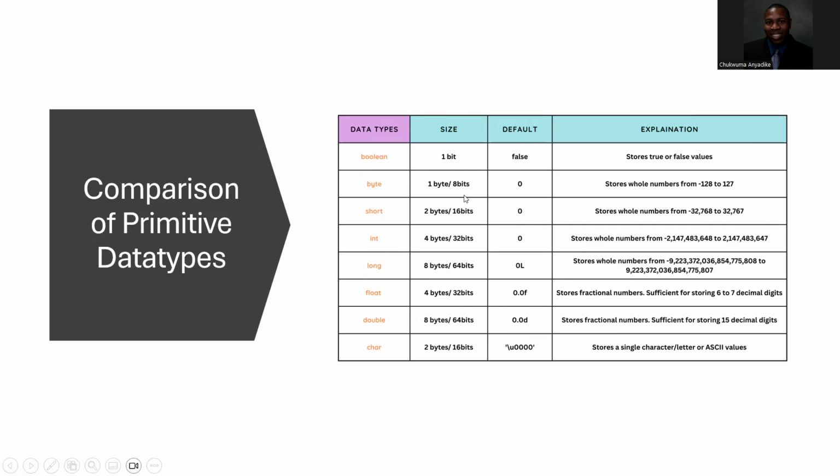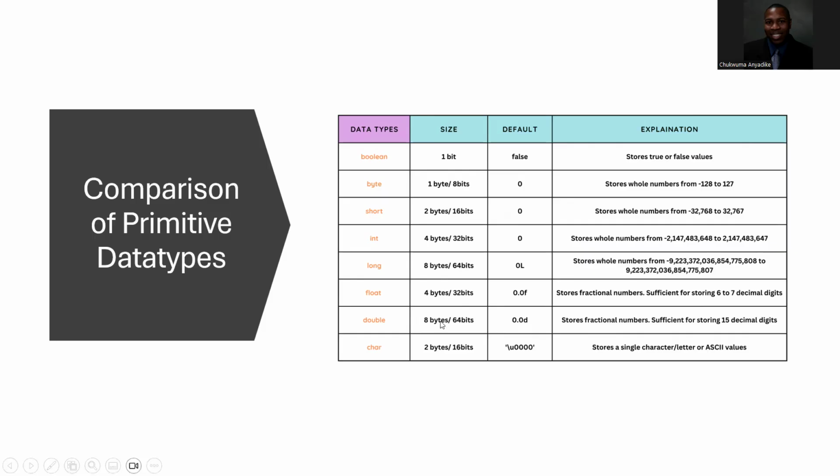vary in size. So the byte requires the least amount of memory and it stores the smallest range of numbers. Whereas longs, and its name kind of fits what it does, long because it stores a longer range or bigger range of values. And this will become important later when we talk about casting of primitives.